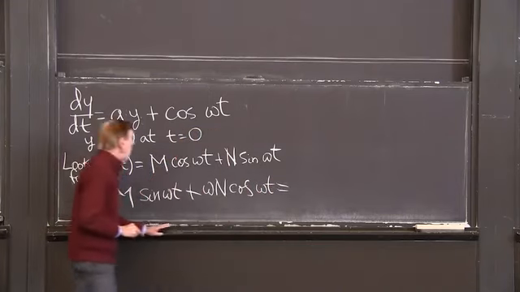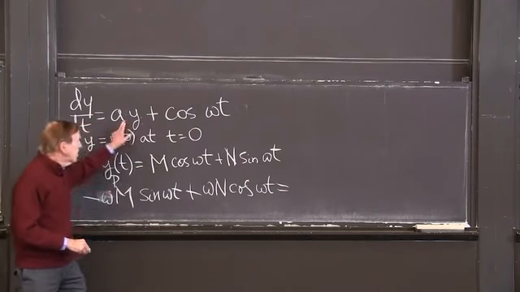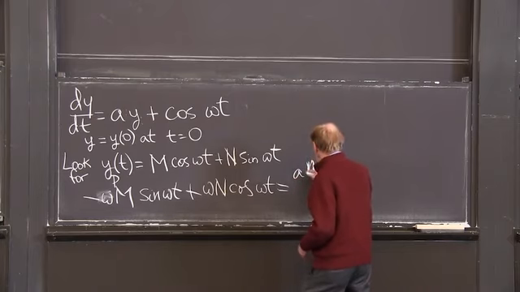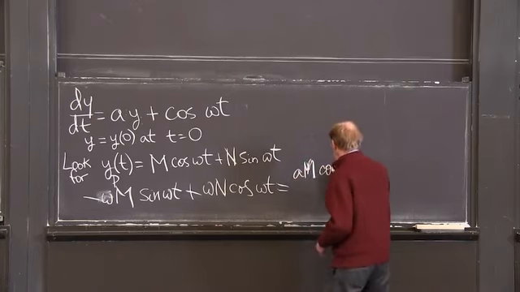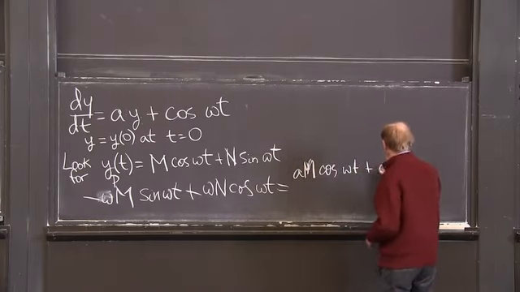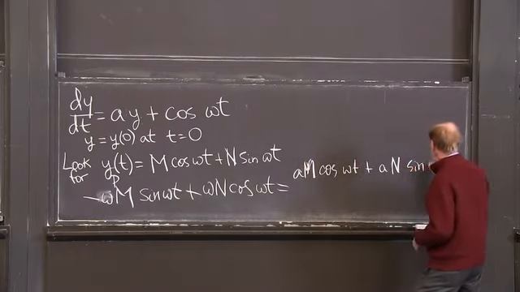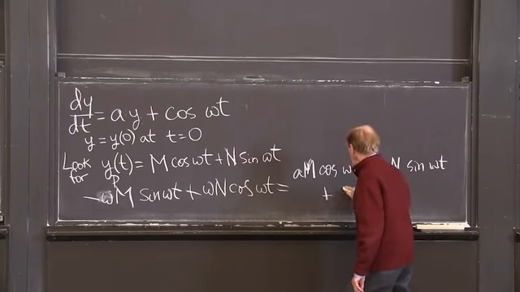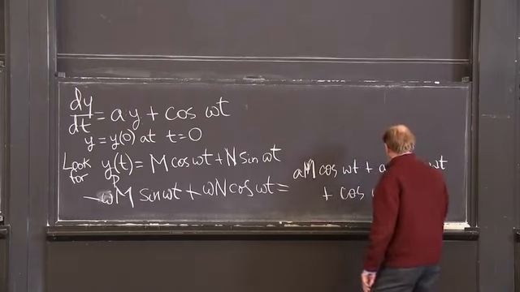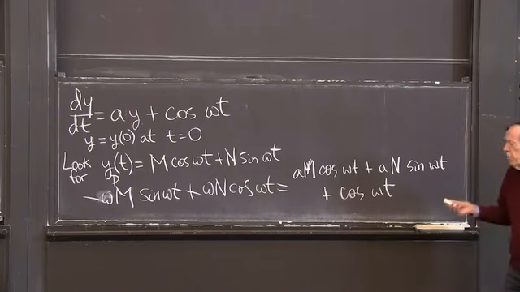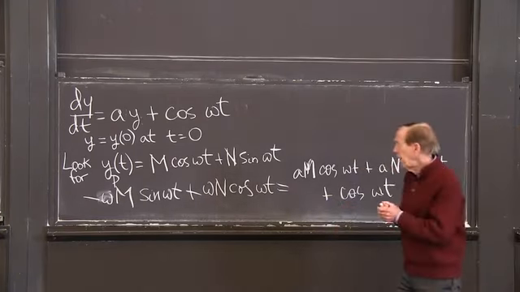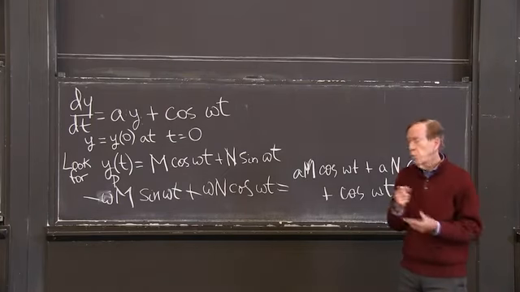And that should equal a times y. There's y. So I just multiply by a: a m cosine omega t and a n sine omega t. That's the a y part. And now I have the source term, plus cosine omega t. And that has to be true for all time. And now I need the equations. What do I do with this? I'm looking for 2 things, m and n. I'm looking for 2 equations.